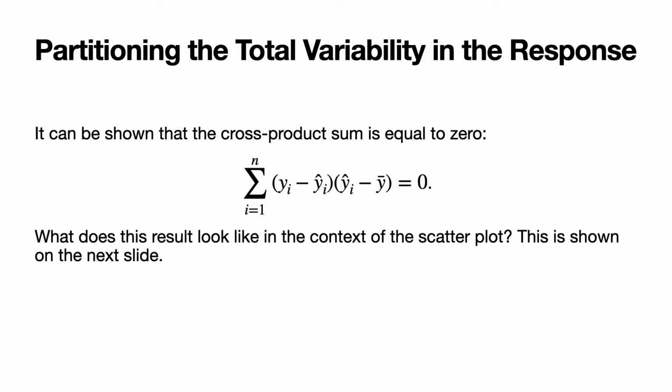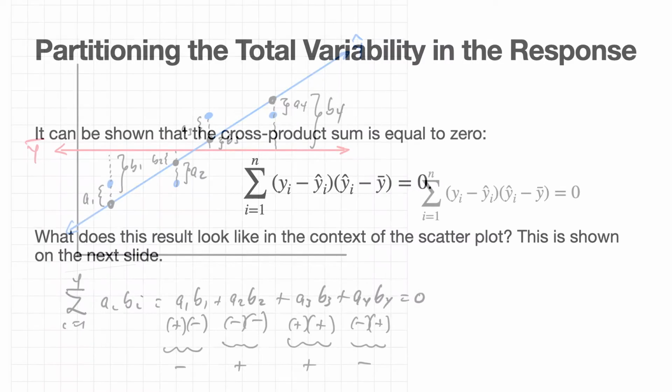Now it can be shown that the cross product sum is equal to 0. So the sum from i equals 1 to n of the product of y sub i minus y hat sub i times y hat sub i minus y bar, the sum of those cross products, is equal to 0. Now, what does this result look like in the context of the scatter plot?